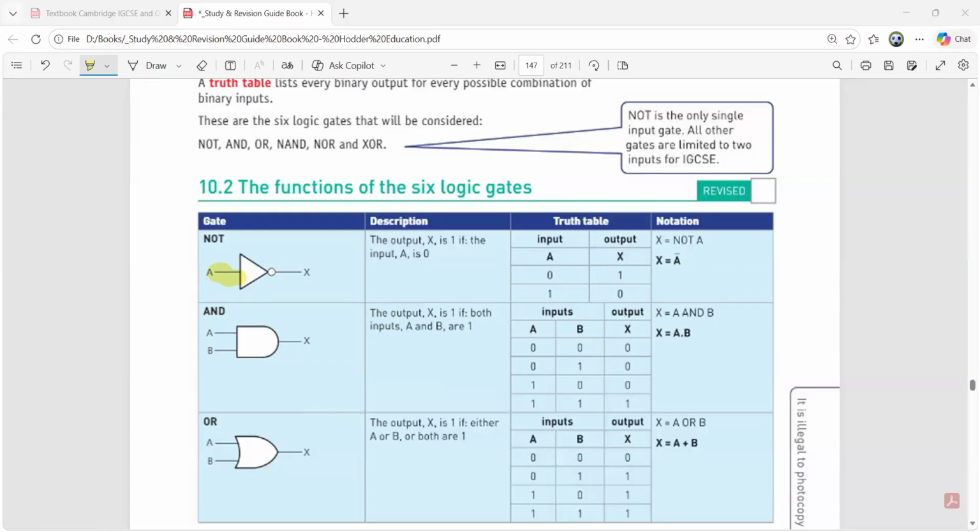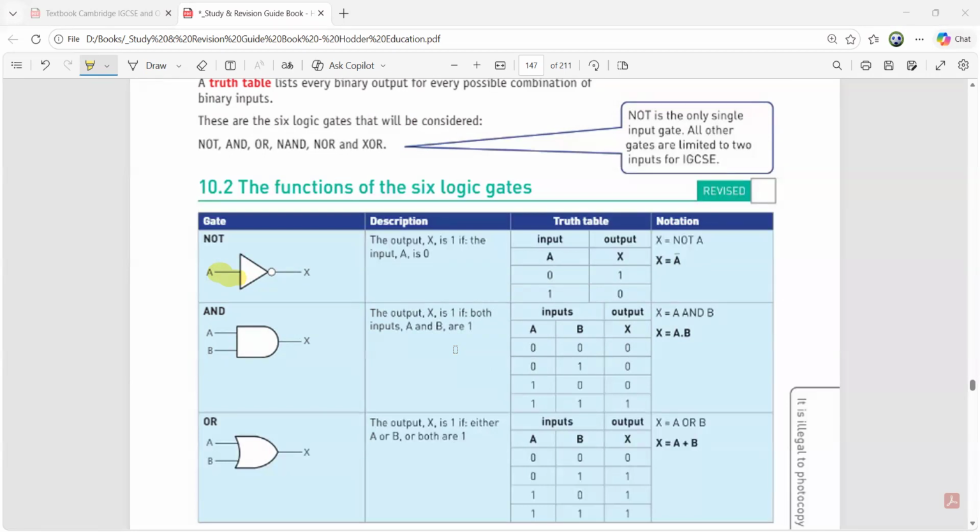Now, the AND gate has 2 inputs, as you can see here, and output X is 1 if both inputs A and B are 1. So this is the discussion about the AND gate. If both inputs are 1, only then the result is a 1. In all other cases, the result is a 0. So you can see here, it's very simple.